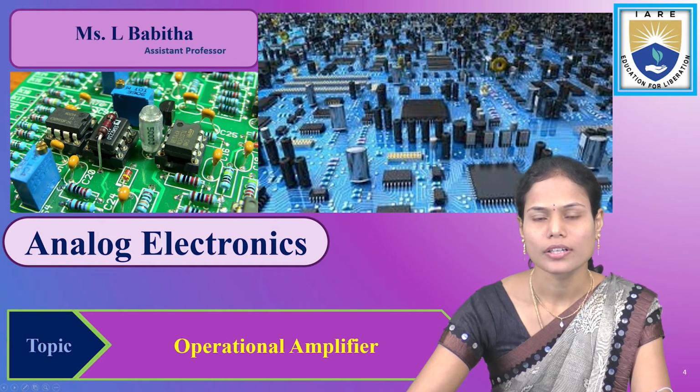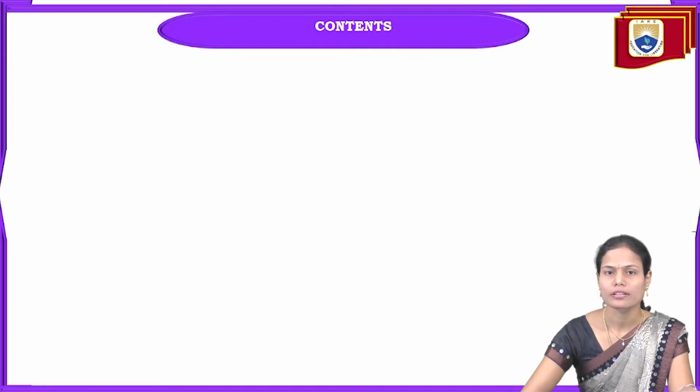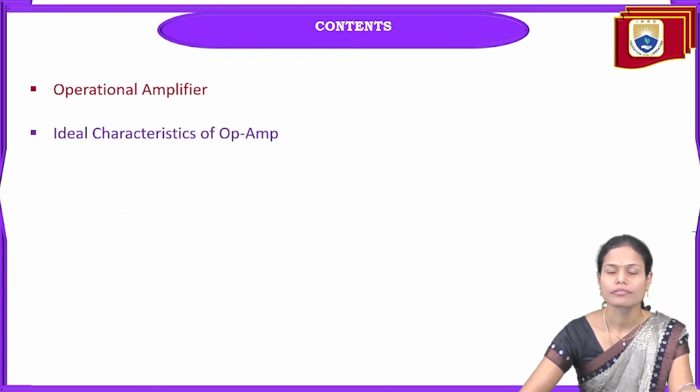In this session, I'm going to discuss operational amplifier. Coming to the contents, I'll revise what is meant by amplifier as well as differential amplifier circuits before going to the operational amplifier. Why? Because why are we switching from the amplifier to operational amplifier? And next, we're going to see the ideal characteristics of operational amplifier and also the equivalent circuit of the operational amplifier.